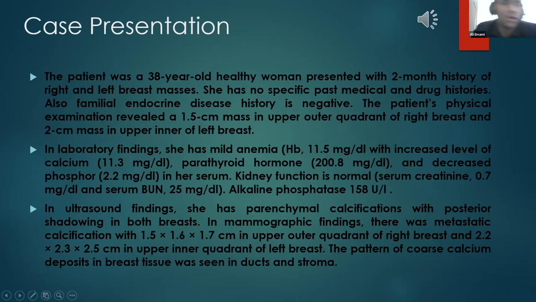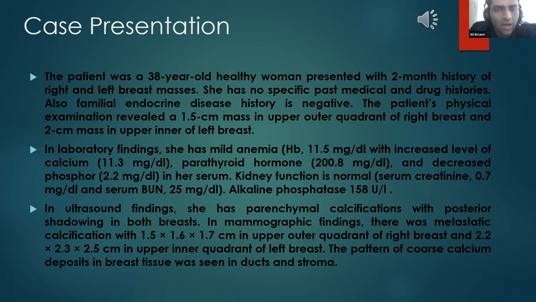Okay, I want to show the details of our case. Our patient was a 38-year-old healthy woman presenting with a 2-month history of right and left breast masses. She had no specific past medical history and no drug history, and the family history was negative. Physical examination revealed a 1.5 centimeter mass in the upper outer quadrant of the right breast and a 2 centimeter mass in the upper inner quadrant of the left breast.